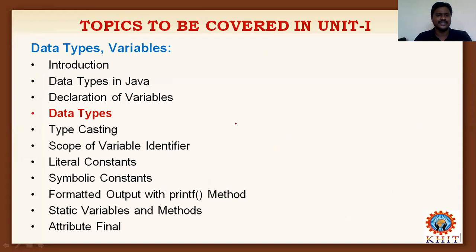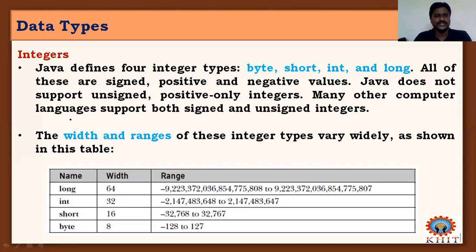Next, coming to the data types individually. Java defines four integer types. First we will go for integer types: byte, short, int and long. In Java, the default is the int type, and it is always preferable to give integer values with this type. We can also define integer values with byte, short and long. We prefer a smaller value for int, byte and short; for larger integer values we go for long. And Java supports only signed values.